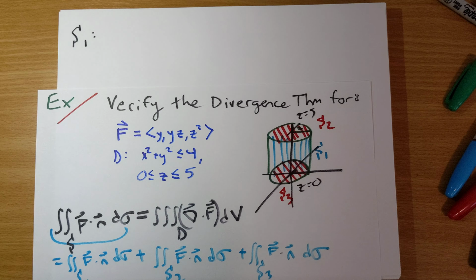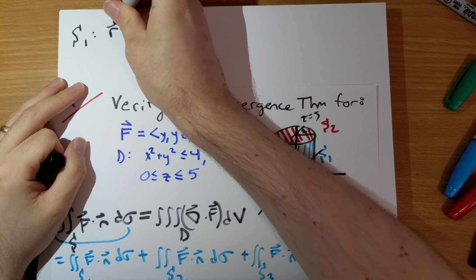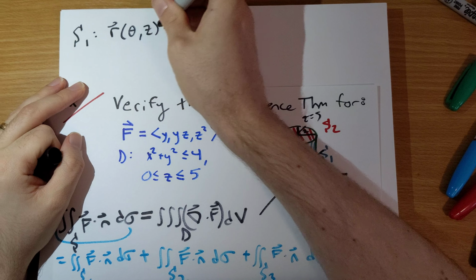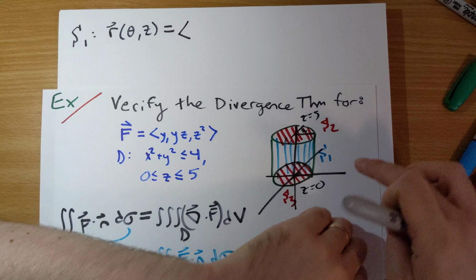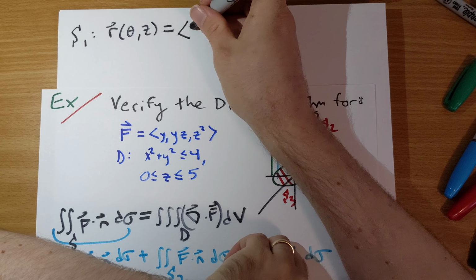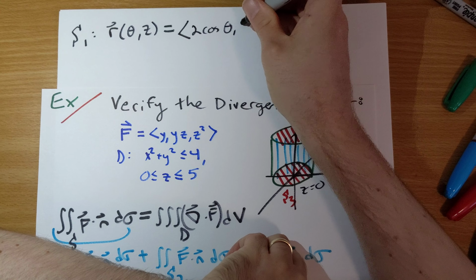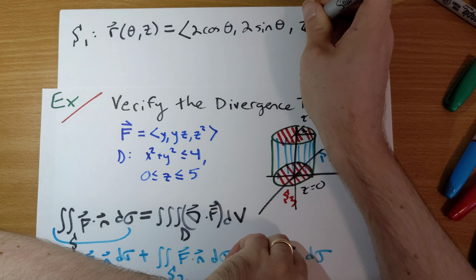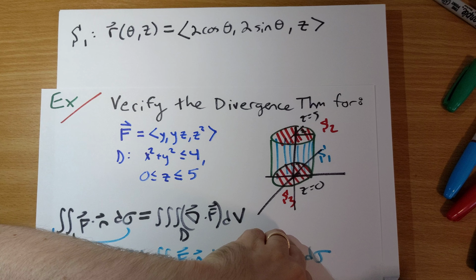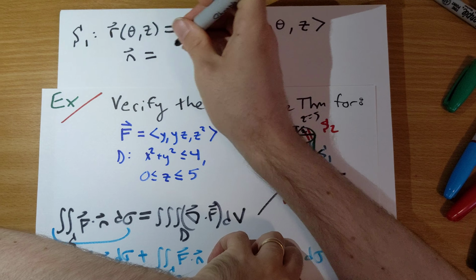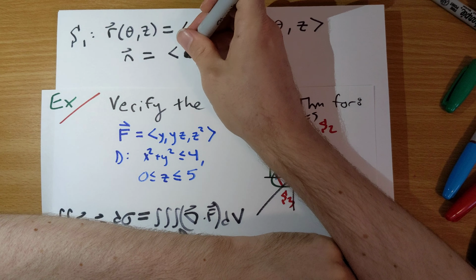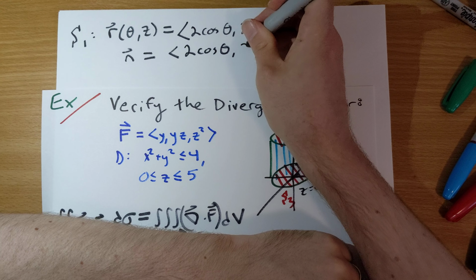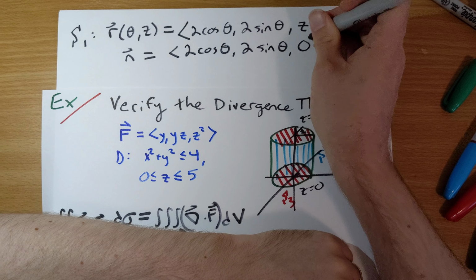we need a parametrization of S1. For the side of a cylinder, we should know that our parametrization r in terms of theta and z is going to be, since the radius of the cylinder is 2, 2 cosine theta, 2 sine theta, and z. And our normal vector, we just refer to what we did before. Our normal vector is 2 cosine theta, 2 sine theta, and 0.